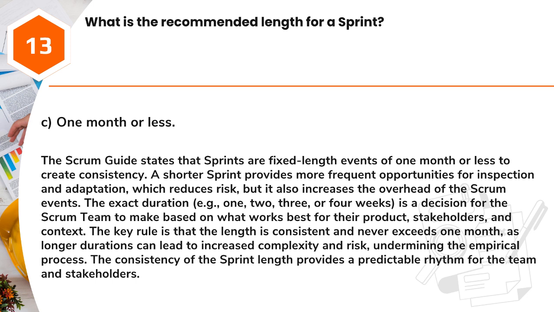The Scrum Guide states that sprints are fixed-length events of 1 month or less to create consistency. A shorter sprint provides more frequent opportunities for inspection and adaptation, which reduces risk, but it also increases the overhead of the Scrum events. The exact duration, e.g., 1, 2, 3, or 4 weeks, is a decision for the Scrum team to make based on what works best for their product, stakeholders, and context.